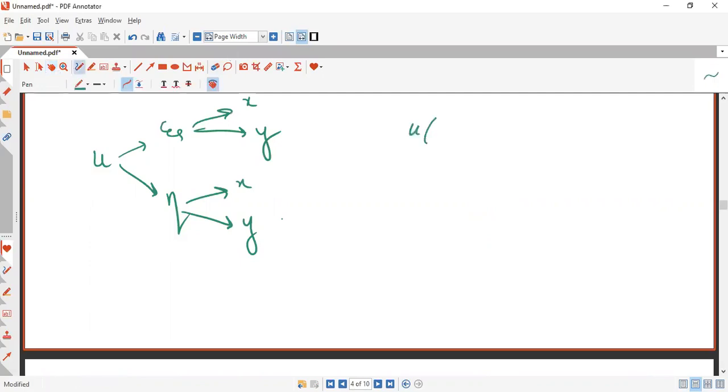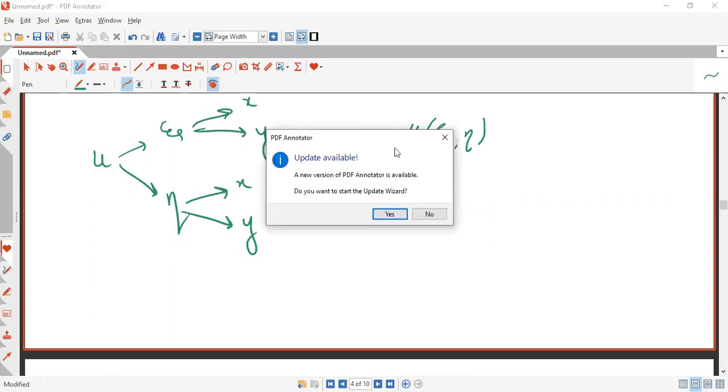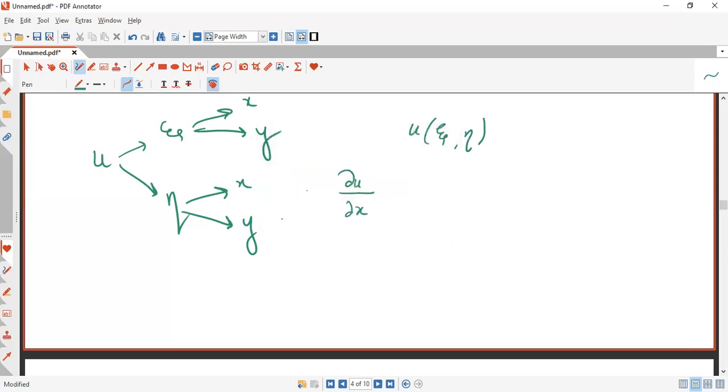U is a function of xi and eta, correct? Where xi and eta are functions of x and y. We have to find del u by del x. Then again, I have to differentiate it with respect to x. Then we also have to find uxy, uyy, ux, uy, correct? Del u by del x, we've done it already. It will be what?